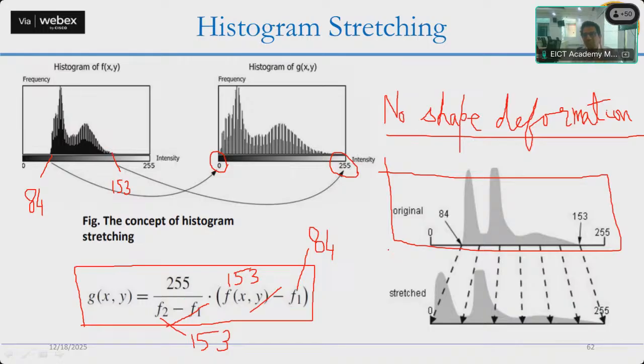Is it understood? That's why we had been focusing on this: the formula will always assure that the minimum value in the transformed image is 0 and the maximum is 255. That's why we have been emphasizing it. Is it noted? Are you able to note it?